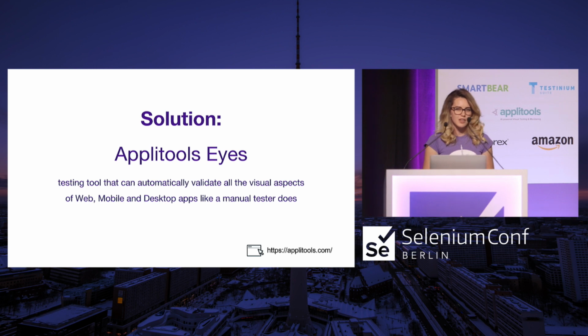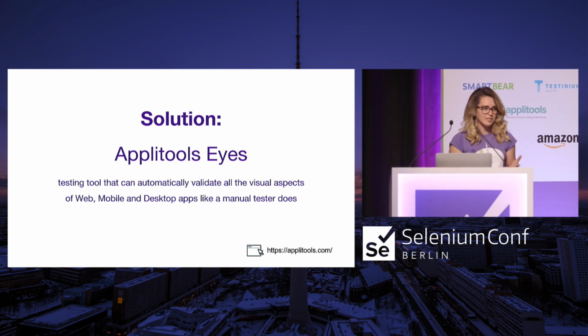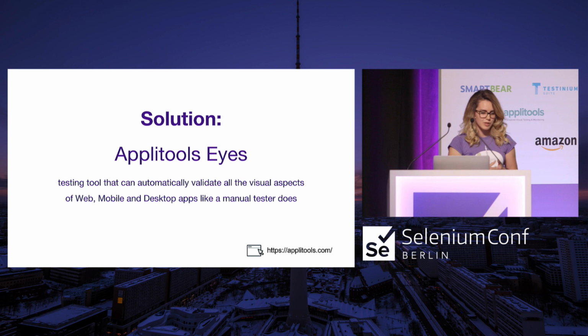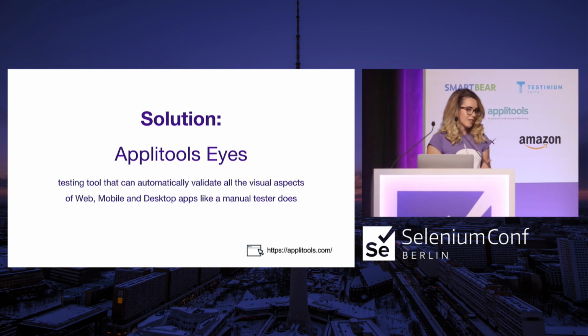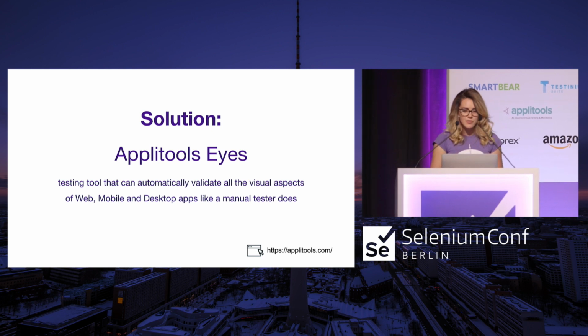They were here yesterday with a talk of their own. Great, so you already heard about Applitools, but for those who weren't there, Applitools is a testing tool for automatically checking all the visual aspects of basically any application, web, mobile, and desktop, just like a human eye does it. You can check their site.